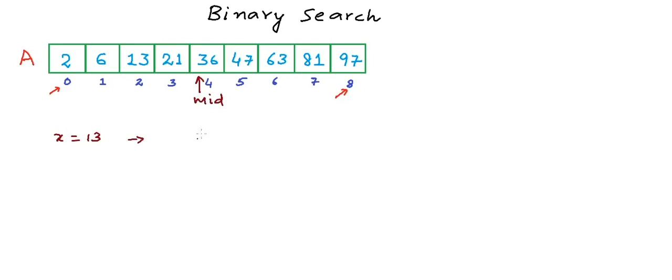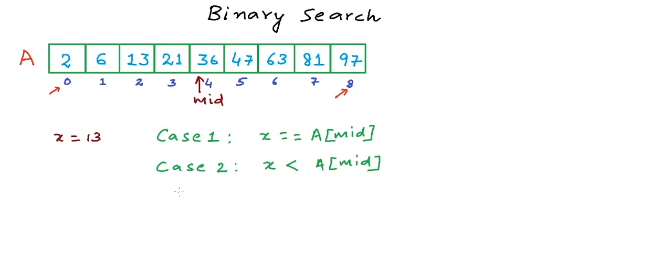Now there can be three cases here. Case 1 can be that x is equal to the middle element. If x is equal to the middle element, we have already found x in the array. Case 2 can be when x is less than the middle element. And case 3 can be that x is greater than the middle element.